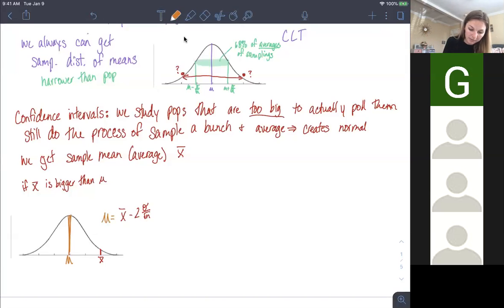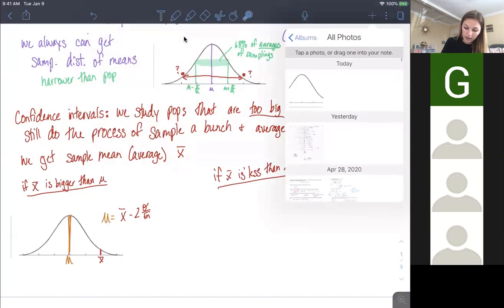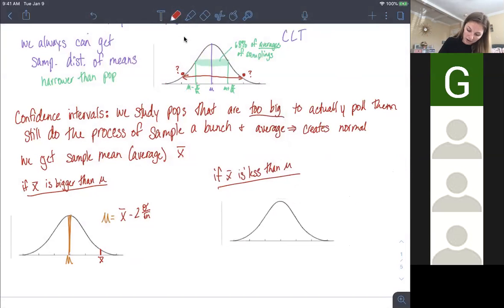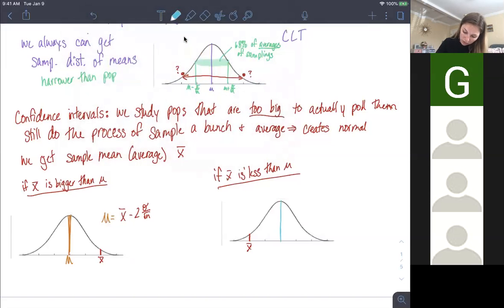But I can also say, if that X bar is less than mu, it's possible that I'm talking about this side, that the sample mean that I found was smaller than my population mean. Then I can say, okay, great, here's my normal curve. I think that my sample is right here at this X bar. So that means my mu is up here and is going to be much bigger. So in order to find that mu, I take my sample mean and add on those 2 modified standard deviations.